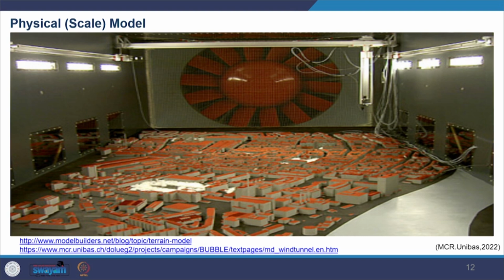In the image, you can see the physical scale model in a wind tunnel. The study consisted of two phases. In this particular case, you can see they are estimating the turbulence and they are also looking at pollutant dispersion experiments. The link to this study is provided to you, so if you are interested in learning more about it, the link is given here.